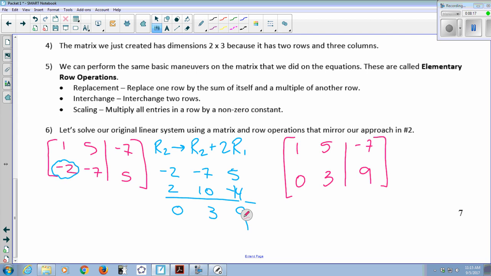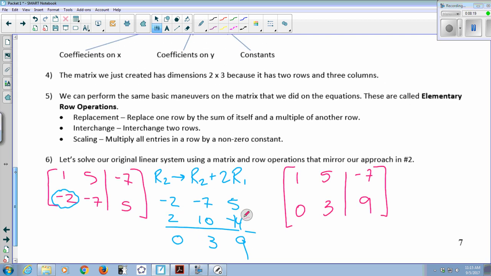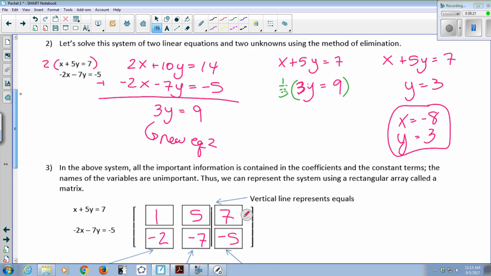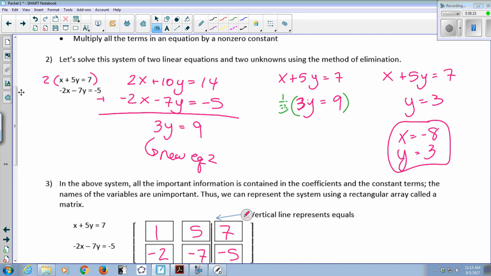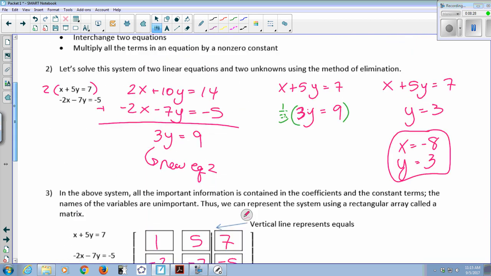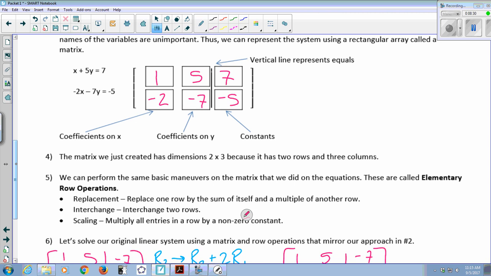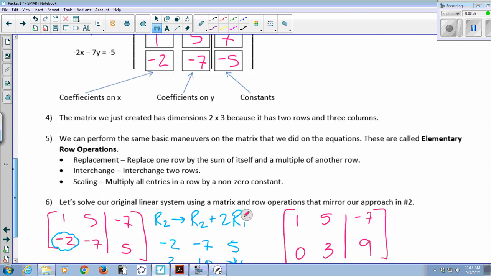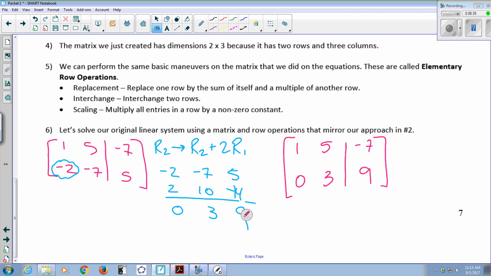Was it? Oh, no. It should be 1, 5, 7, -2, -7, -5. Okay, so that's right. This should be positive.